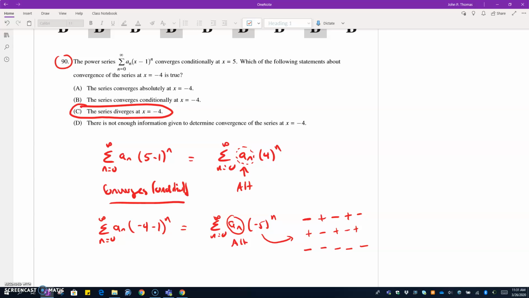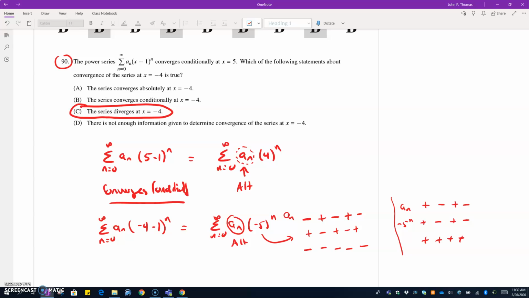If I have the first series, a sub n, goes negative, positive, negative, positive, negative, and the negative 5 we know goes positive, negative, positive, negative, I get all negative terms. If on the other time I have a sub n positive, negative, positive, negative, then our negative 5 to the n is definitely positive, negative, positive, negative, which is plus, plus, plus, plus. Right? So at that point, we could definitely choose C.